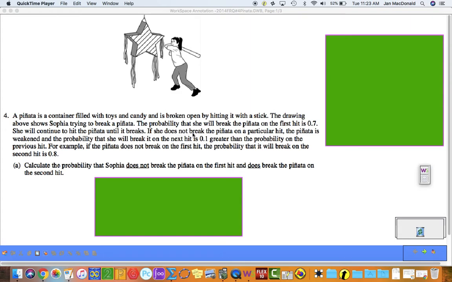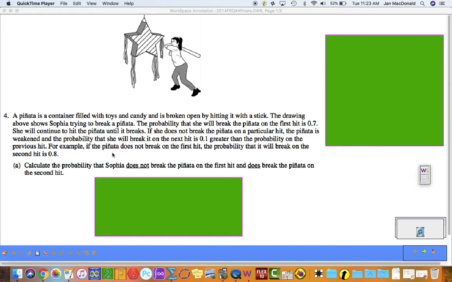If she does not break the piñata on a particular hit, the piñata is weakened and the probability that she will break it on the next hit is 0.1 greater than the probability on the previous hit. For example, if the piñata does not break on the first hit, the probability that it will break on the second hit is 0.8.